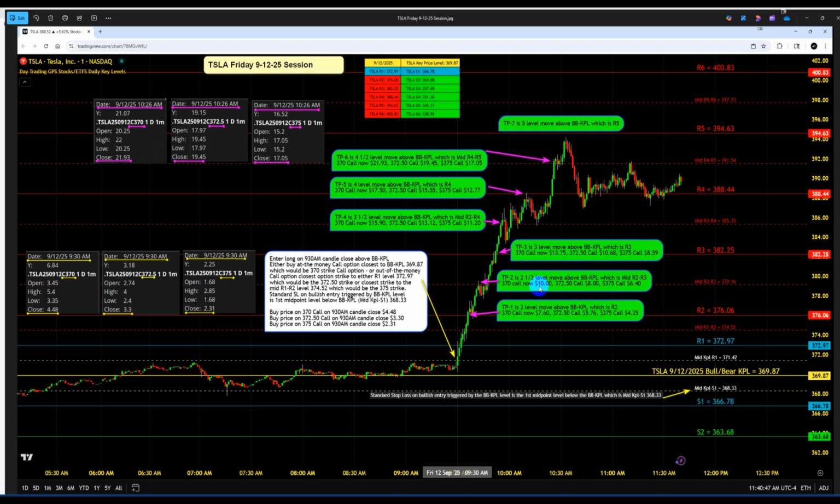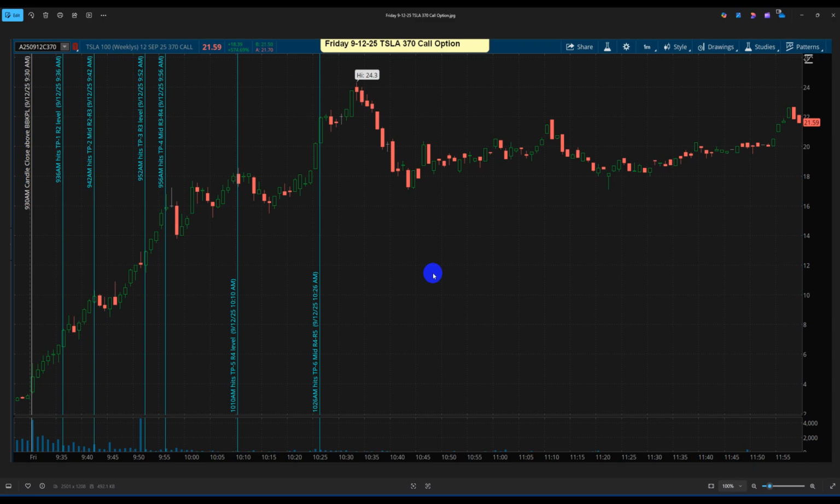Okay, so next we're going to look at the Thinkorswim charts for these various call strikes, so you can see the candle charts for those particular options. First we're going to look at the at the money 370 call option. I have the different level hits marked off here, so you can correspond those to the candles. Here's the 930 candle. This is on the 1-minute chart, same as the one we're looking at. So this is the candle closed above the BBKPL on the 930 candle that closed at 931.